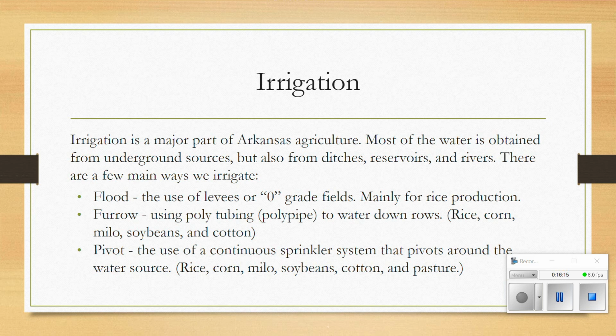And in a pivot, you don't see very many pivots west of Crowley's Ridge here in Arkansas, but on the east side of Crowley's Ridge and farther south and north, you're going to see a lot of pivots. The use of a continuous sprinkle system that pivots around a water source. You can use it on row rice. You can use it on corn, milo, soybeans, cotton, and pasture. You see a lot of it used in cotton and pasture lands.